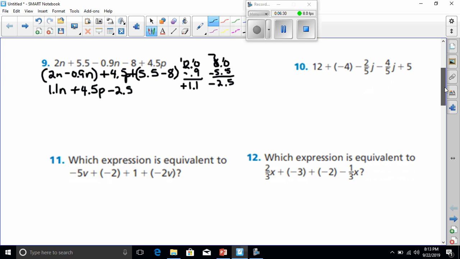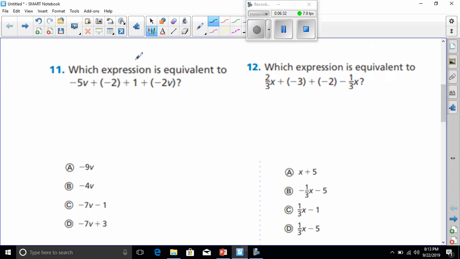All right, let's work our way down now to number 11. Which expression is equivalent to negative 5v plus negative 2 plus 1 plus negative 2v? Well, they're looking for us to give one of these expressions. So we know it's going to be one of these four answers. First, let's combine the terms that are alike. I'm going to start with the negative 5v.